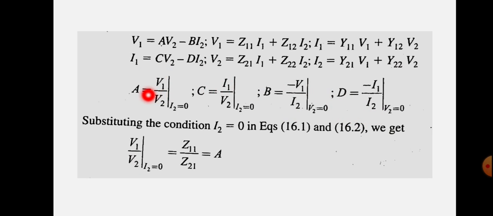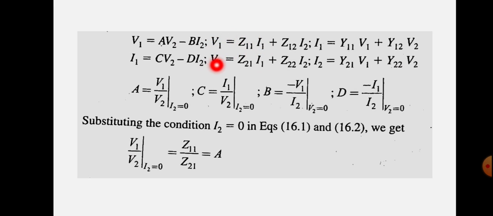So we are representing this A, B, C and D in terms of Z parameters first. So we have to take the Z parameter equations, that is 16.1 and 16.2, that is the V1 and V2 equations. This is that equation. Okay. So first of all, if we are taking the equation of A, it is obtained by putting I2 equal to 0. So we are taking this condition, I2 equal to 0, and substituting it in the Z parameter equation. Whenever we substitute I2 equal to 0, these two terms will become 0. So we will get the rest of the terms like this.